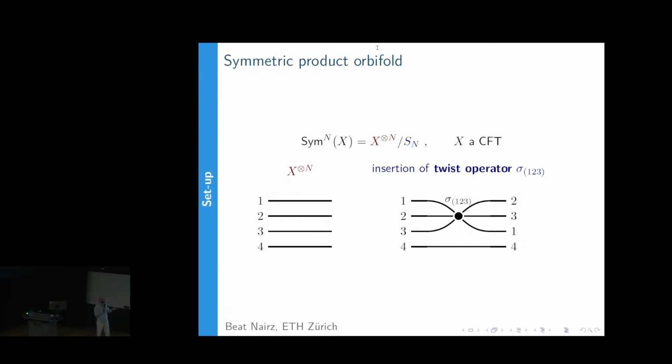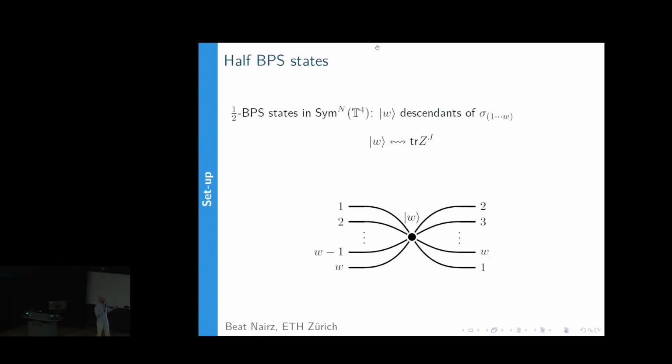If you take X equal T4, this theory has a tower of BPS states, which I call ket W. They are half BPS states, and in fact they are themselves twist fields. So they have this non-trivial permutation structure. As far as the spectrum is concerned, these are the analog of trace Z to the J in N equals 4 super Yang-Mills. And just as in N equals 4 super Yang-Mills, where BMN is taking J to infinity, here the BMN limit is taking W to infinity. And there are similar results in that original paper already for the string theory side.